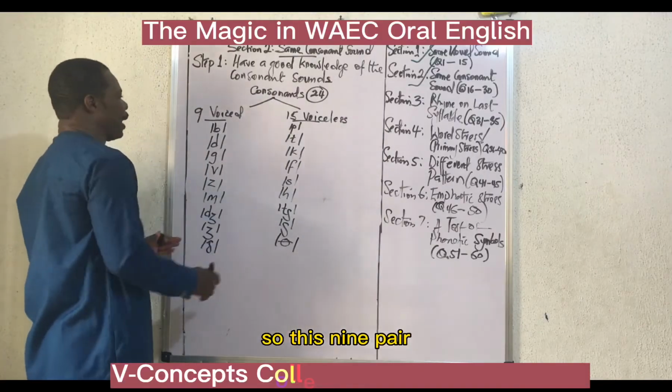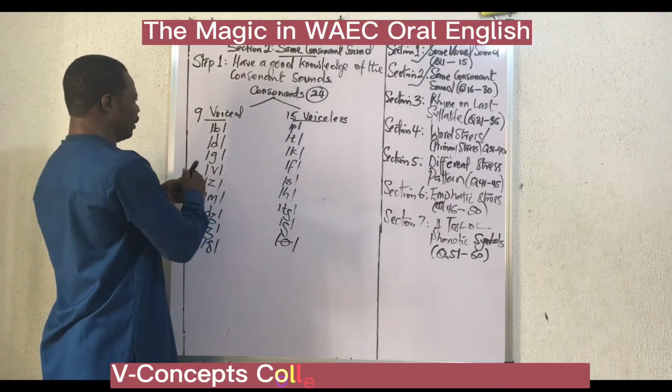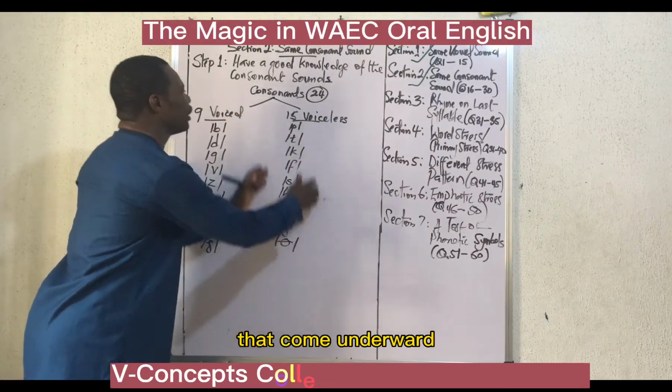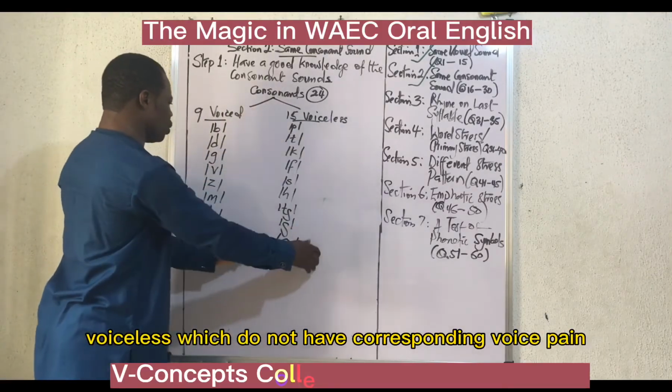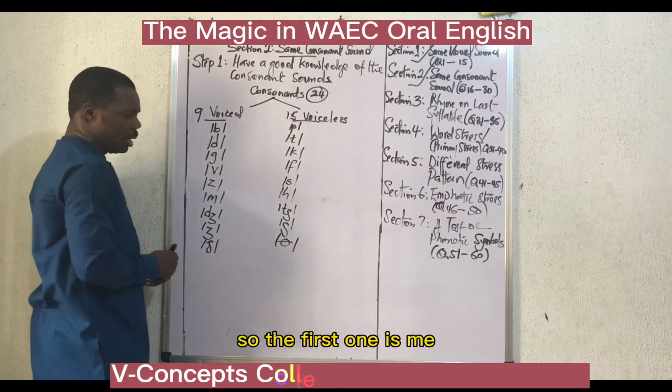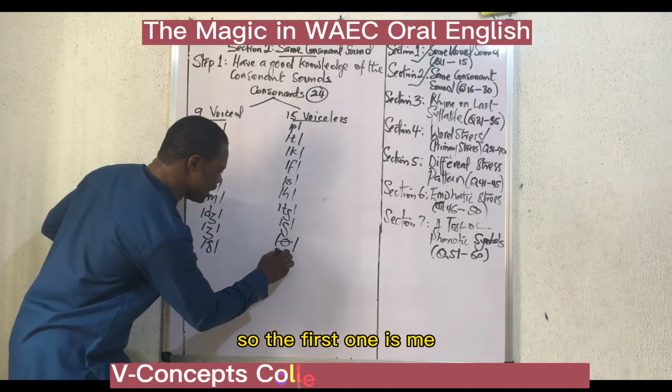Fine. So with these 9 pairs, we are now expected to have 6 extra sounds that come under what? Voiceless, which do not have a corresponding voiced pair. So the first one is Ni.